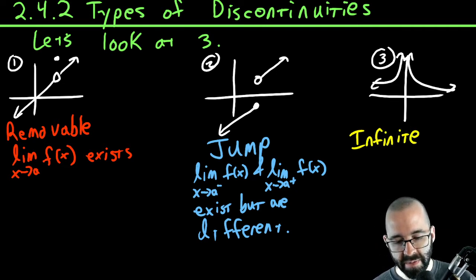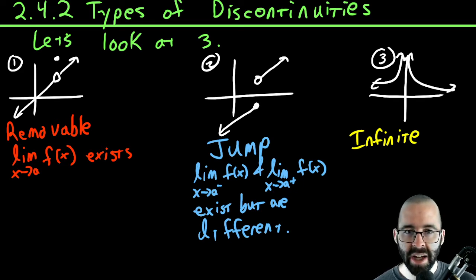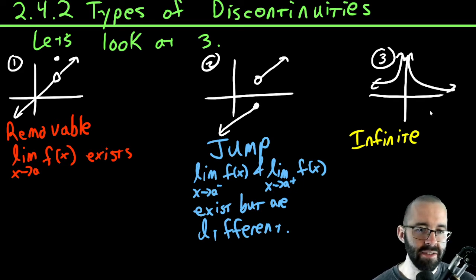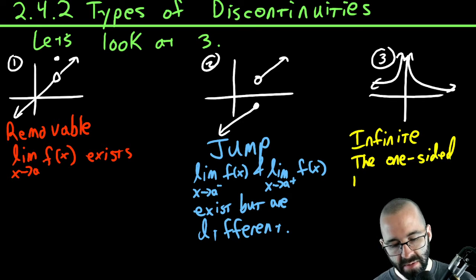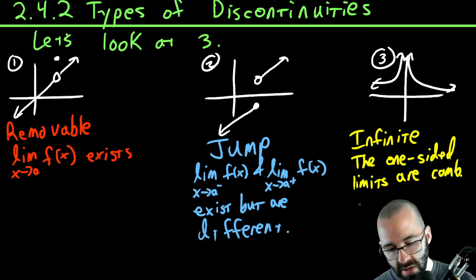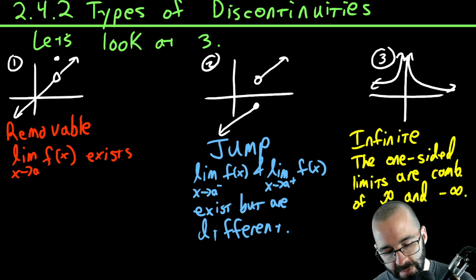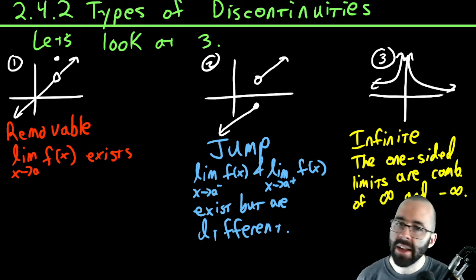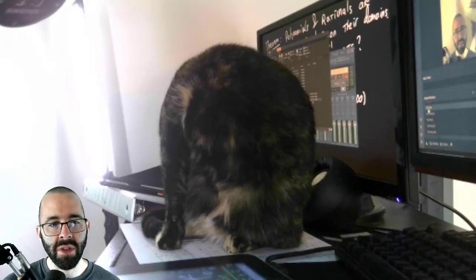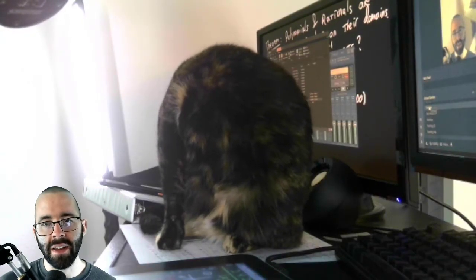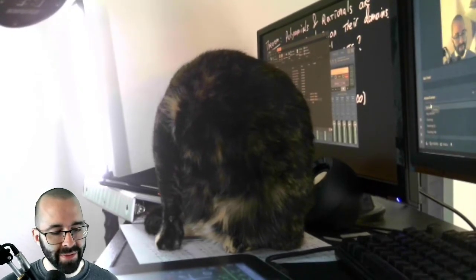Infinite discontinuity. And this is, as you might expect, the limits are infinity or negative infinity or some combination. The one-sided limits are a combination of positive infinity and negative infinity. All right, so again, there are more kinds of discontinuities than just this, but these are the 3 that we're going to be naming, and these are the 3 that we are going to be talking about.